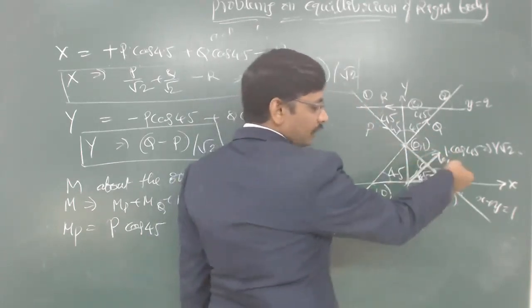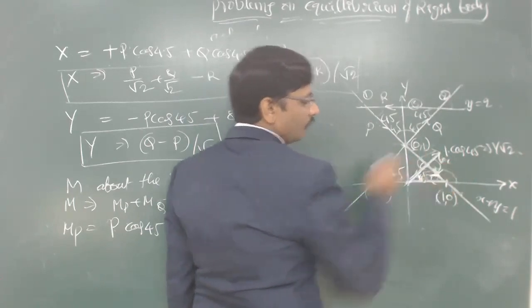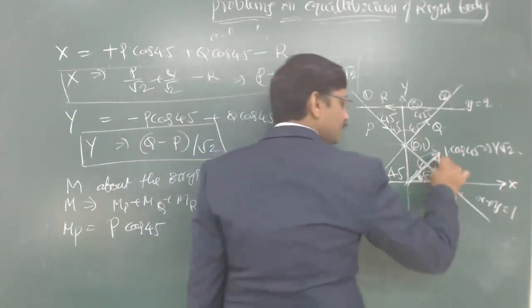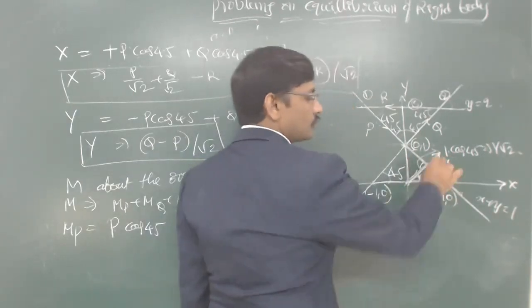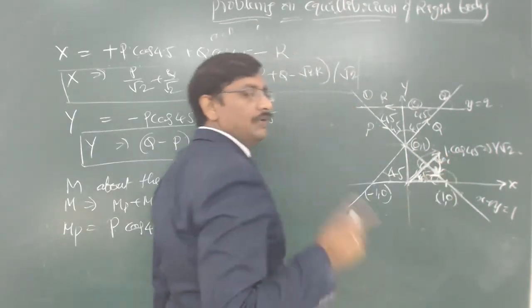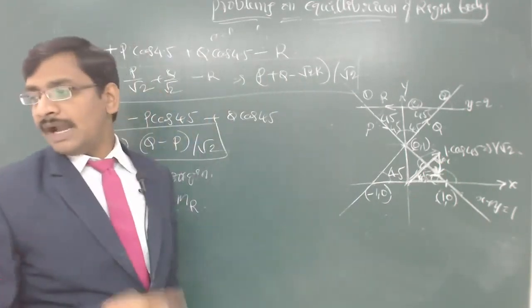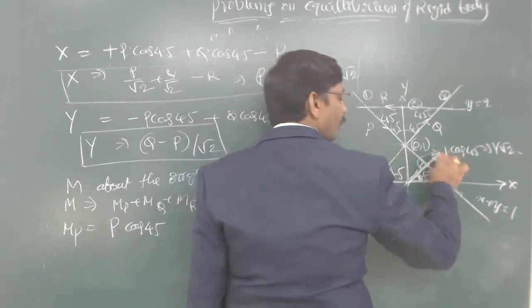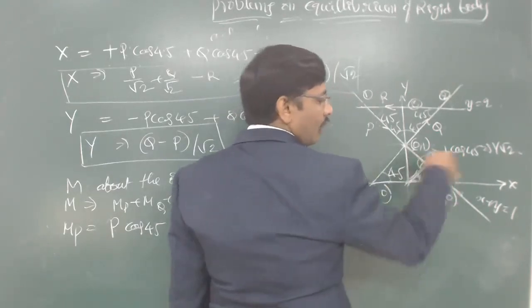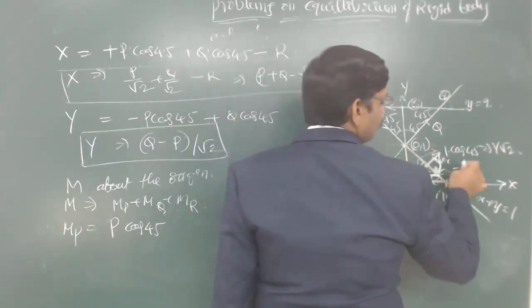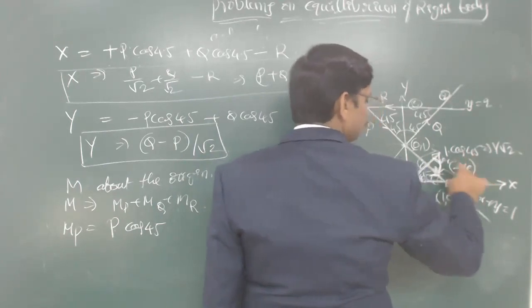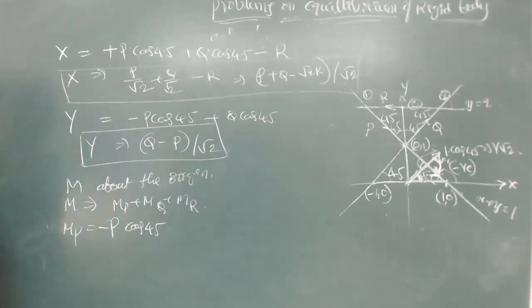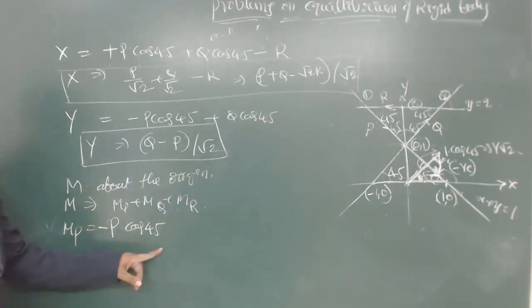From outside, R to P you follow. Outside R to P. So this is the direction you can put. So this arrow, if it is clockwise, you treat as negative. If it is anti-clockwise, you treat as positive. Now when you are moving from R to P outside, this is clockwise. So negative. So here you put negative. So minus P into cos 45.